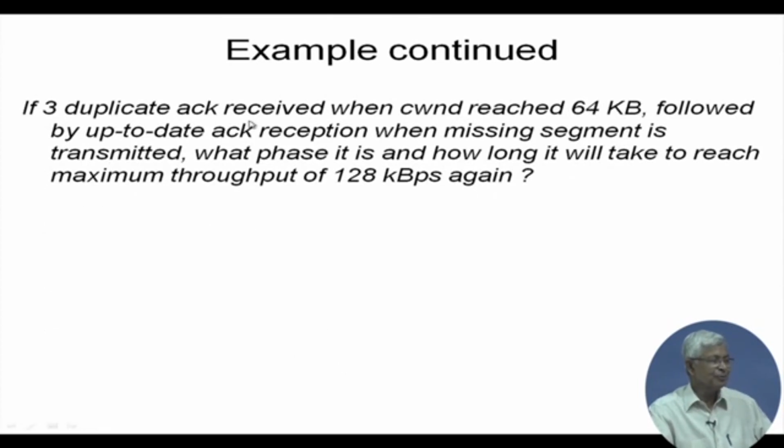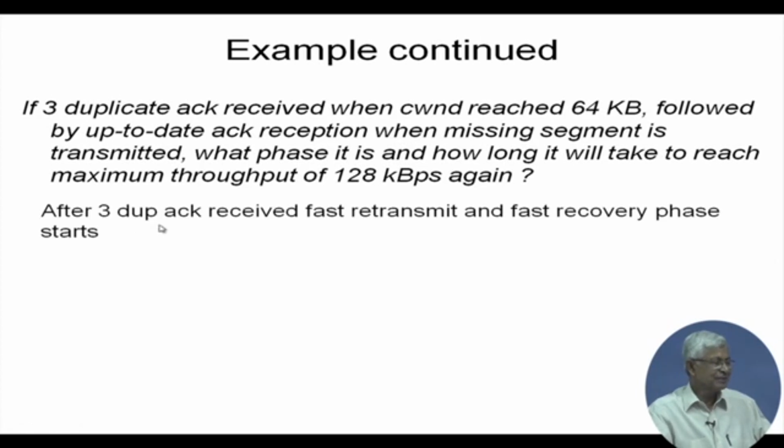Now, if 3 duplicate ACKs are received when the CWND reaches 64 kilobyte, followed by an up to date ACK reception when the missing segment is transmitted, what phase is it and how long will it take to reach the maximum throughput of 128 kilobyte per second again? This is the fast retransmit and fast recovery phase. So, after 3 duplicate ACKs are received, the fast retransmit and fast recovery phase starts.